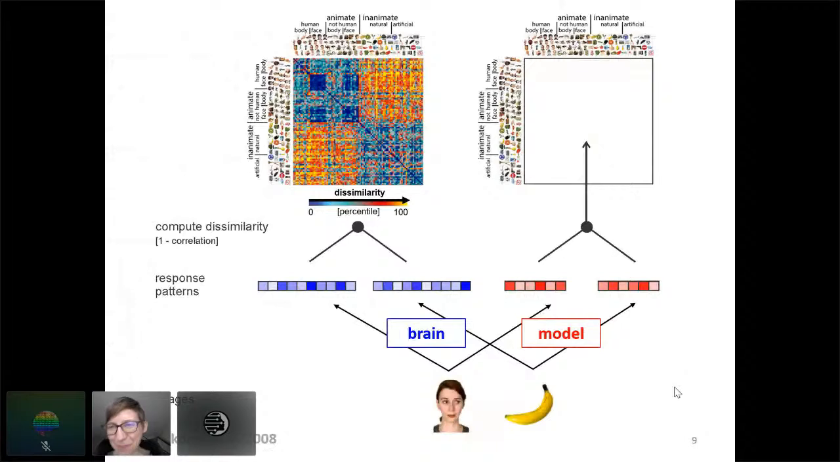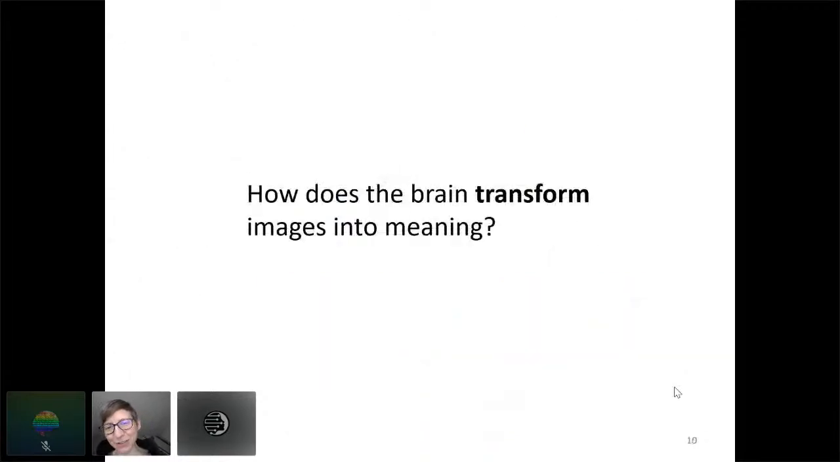Okay, so this is background, right? So now we have this background. Now let's move to the transformations. So how does the brain transform images into meaning? We've looked at what the meaning may be, right? These high-level representations. But now the question is, what about the transformation?